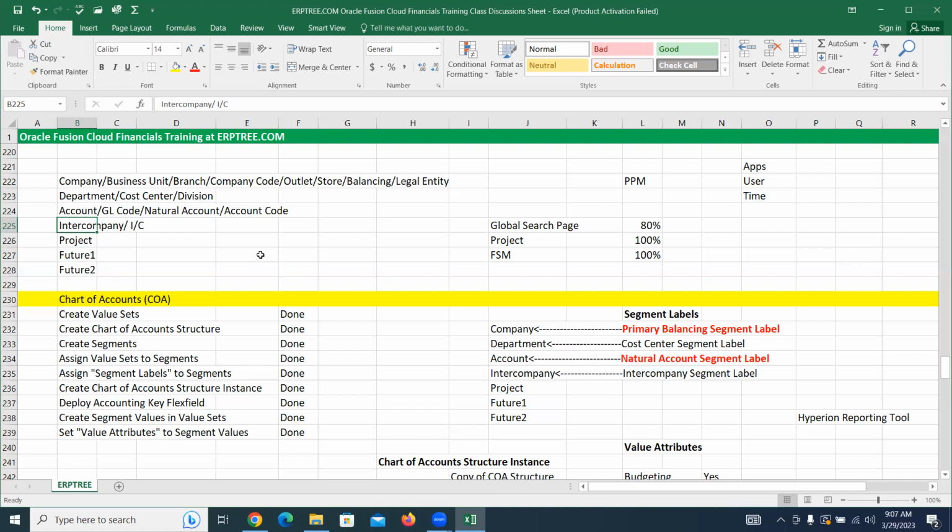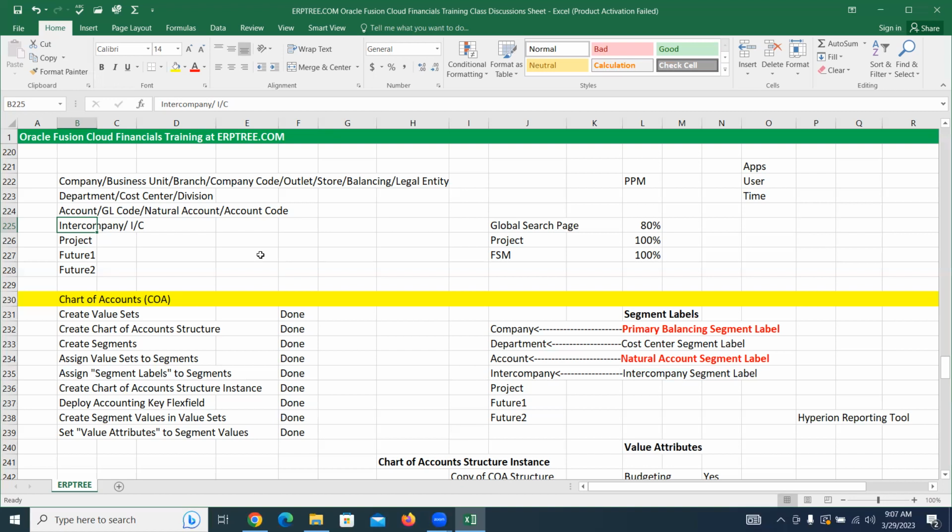In EBS, we do that, right? Yeah, we do that. But in Fusion we don't do. The reason is, SR, security rule, works at value set level in Fusion. If you create the secure rule at value set level for company, unfortunately, if you are going to use the same value set for intercompany, it will conflict. That is the reason we don't use it in Fusion.